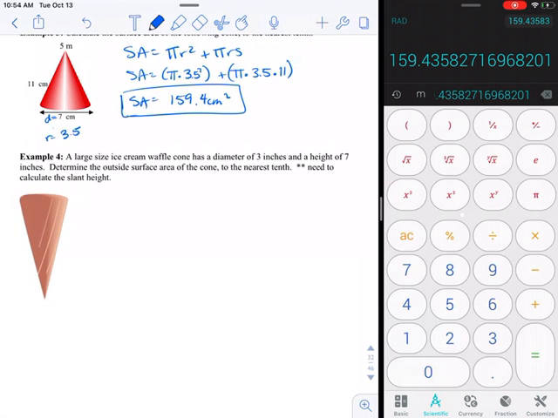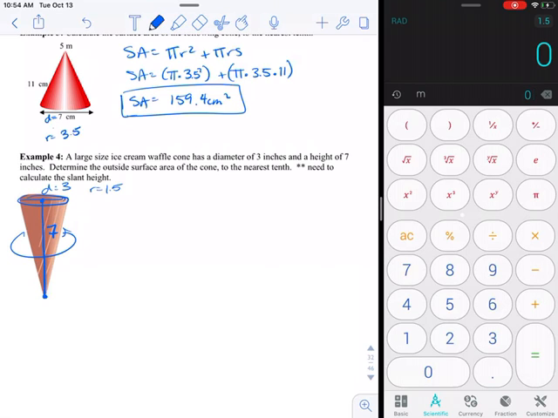Okay. So we have an ice cream cone that has a diameter. So if you were to kind of draw in the entire diameter is 3, which means the radius is 1.5. 3 divided by 2 gives us 1.5. All right. It has a vertical height of 7. Determine the outside surface area of the cone or the lateral surface area. So I'm not really worried about the top of the ice cream cone, just the lateral surface area.